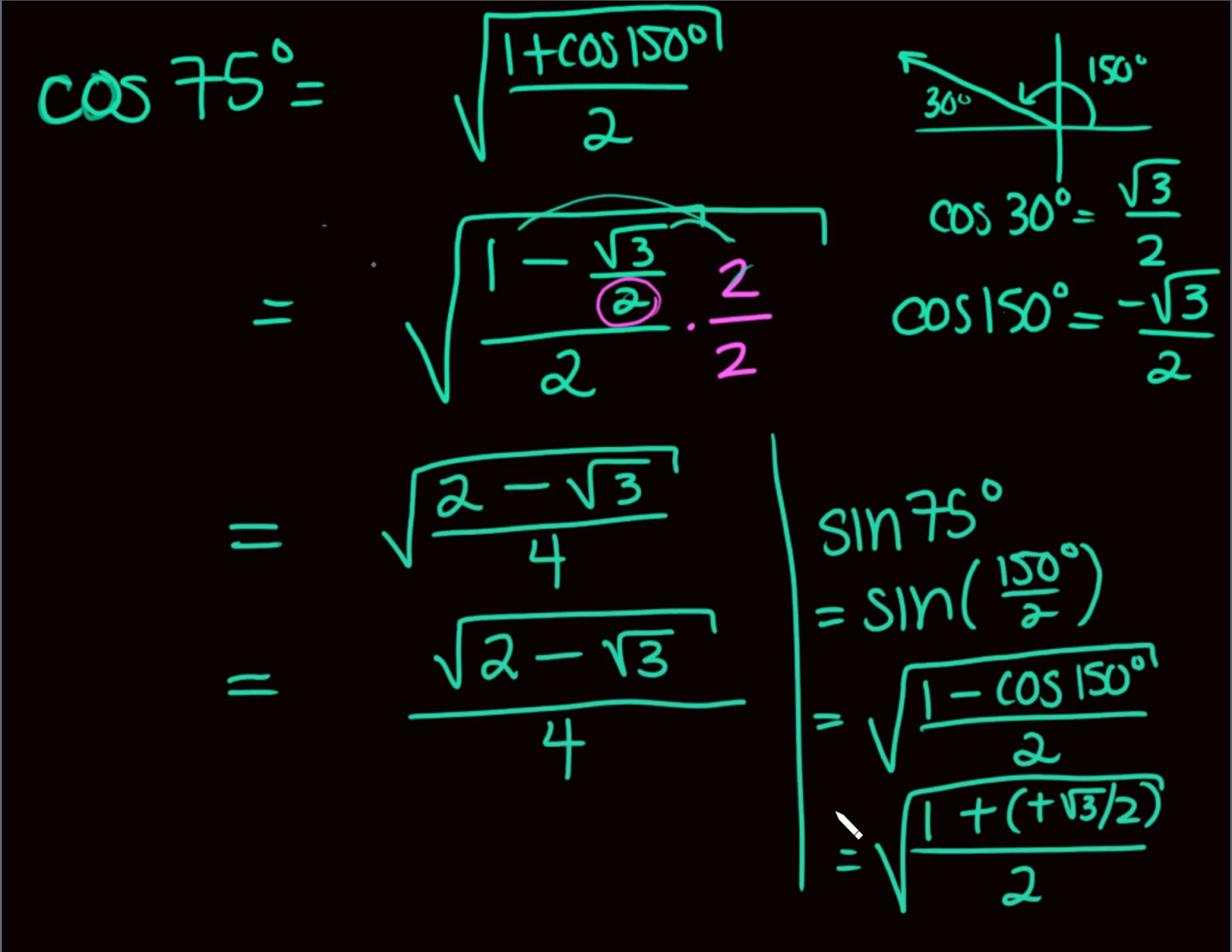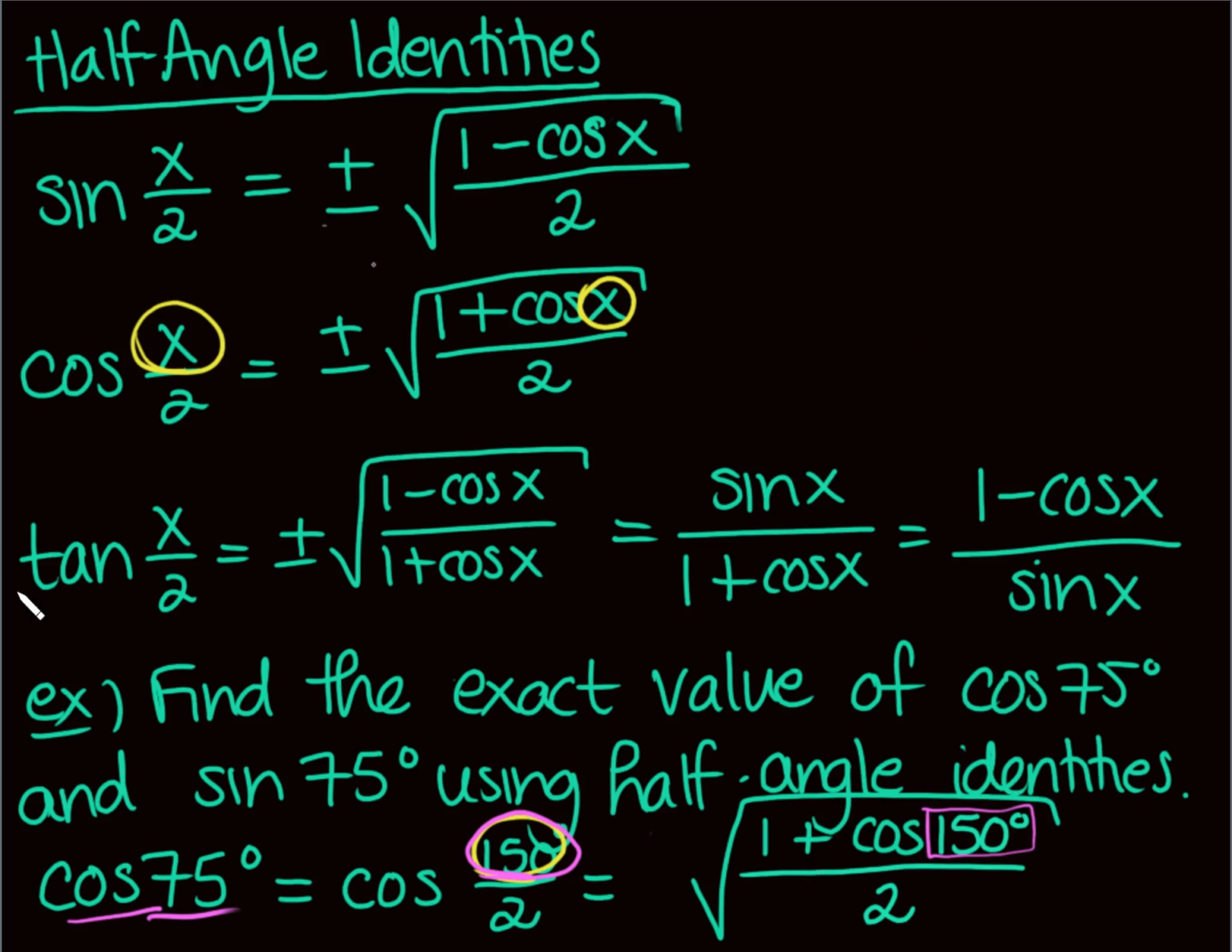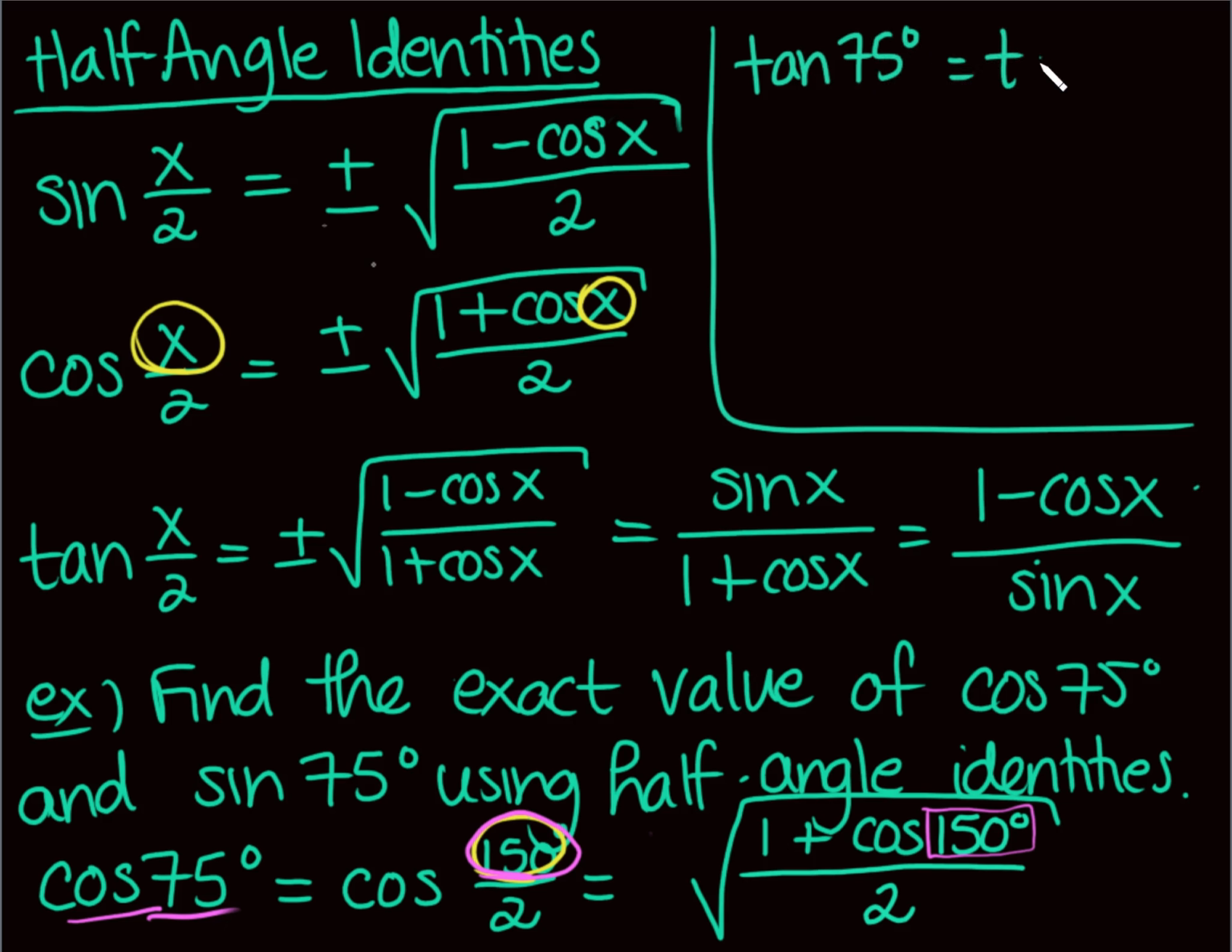So I hope that kind of makes sense. You can use that for tangent. Also, we could just do sine divided by cosine. Or honestly, for tangent for this one, it would be quite easy here. If we wanted to find, okay, I promise I'm about done talking. You guys are probably out of here anyway. So tangent of 75 degrees, that would be the tangent of 150 degrees, right? All over 2. And so that means I would plug it into one of these.